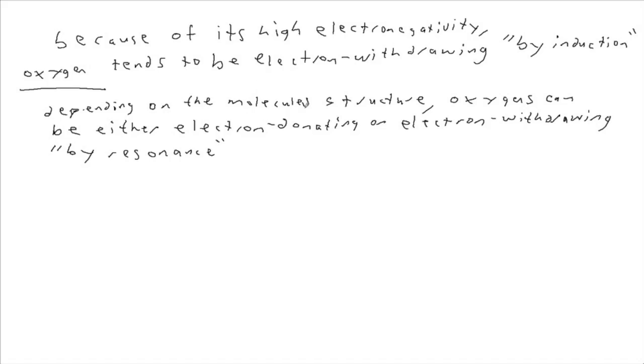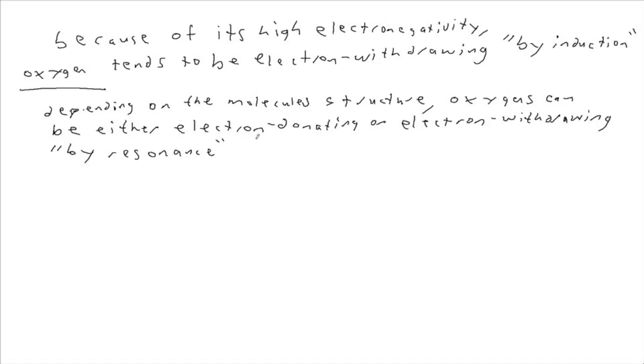We've been focusing on resonance, but it's worthwhile to talk about induction, even though the term induction is oftentimes not used too much in the first semester. People certainly talk about electronegativity in the first semester. Now, obviously, if the oxygen is electron withdrawing by induction, and it's also electron withdrawing by resonance, then it's pretty clear that overall the oxygen will be electron withdrawing. But do you see there's the potential for a conflict here? What if the oxygen is electron withdrawing by induction, but also electron donating by resonance?